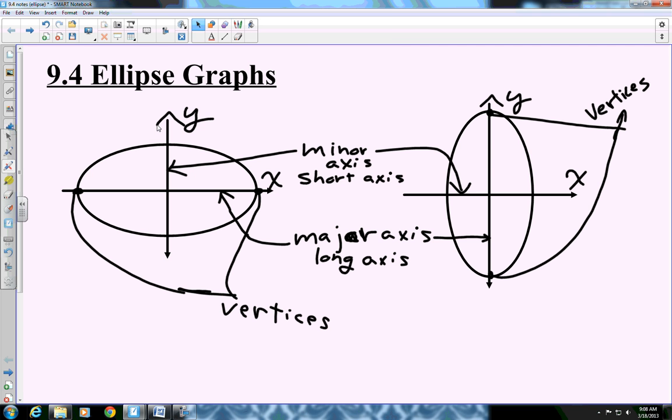Okay, now we have intersection points on the shorter axis as well. Those are called the covertices. Now there's a lot of stuff on this.